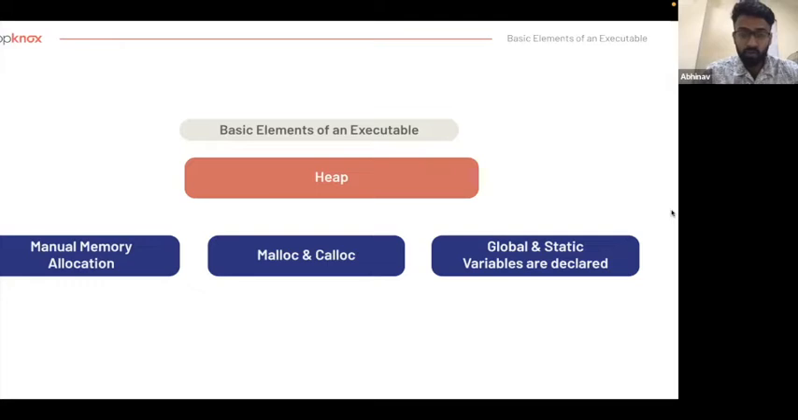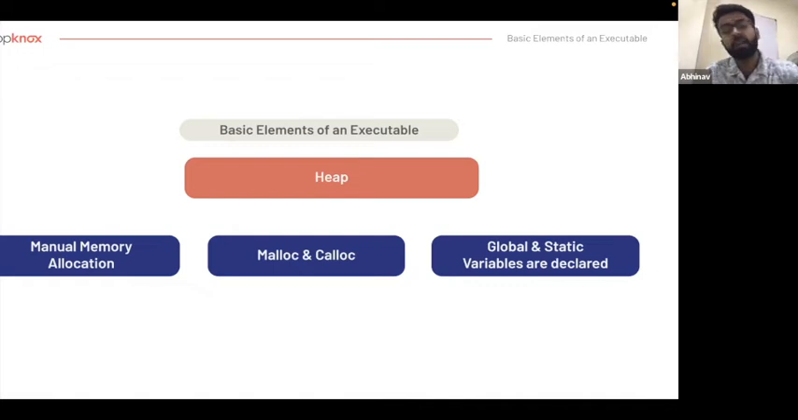Another place where the heap is used is when you declare global variables or static variables. In these scenarios also the heap is used. The inner workings of the heap are quite complicated. That would require a separate talk on its own. But for now, what we need to understand about the heap is that it is manual memory allocation. It is used for that.